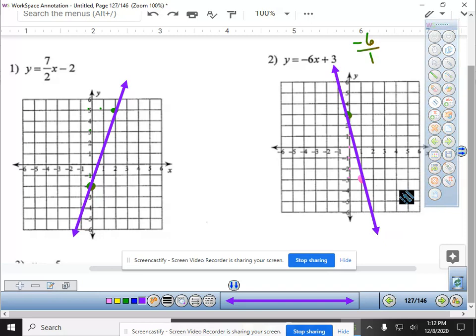Please make sure when you're drawing your lines, especially when I ask you to do this as an assignment, that I can see your line, that you draw it all the way through the graph like I do. You don't have to put the arrows, but I would appreciate it going all the way through the graph.